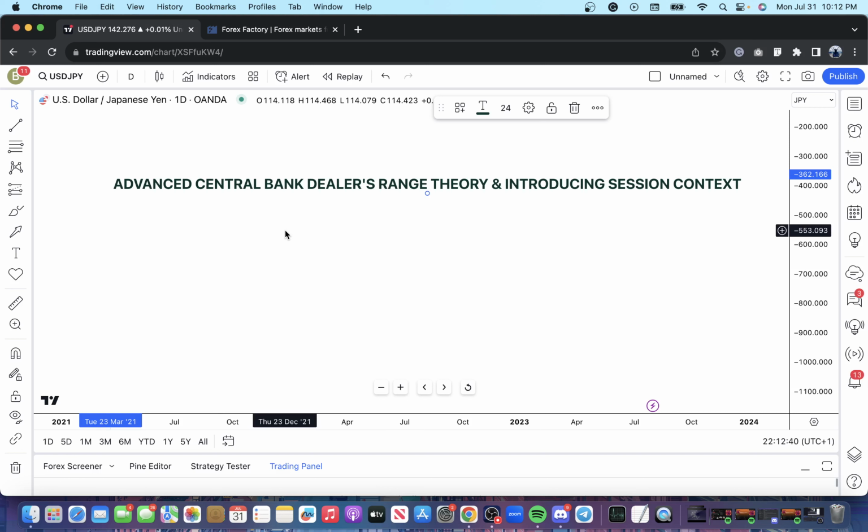But I fully understand if you've gone through the course on central bank data range, or if you understand what central bank data range is, then you should have no problem grasping the concept with advanced central bank decision theory. We call it CBDR for short, so I don't have to keep saying central bank decision theory or central bank data range every time in the lesson.